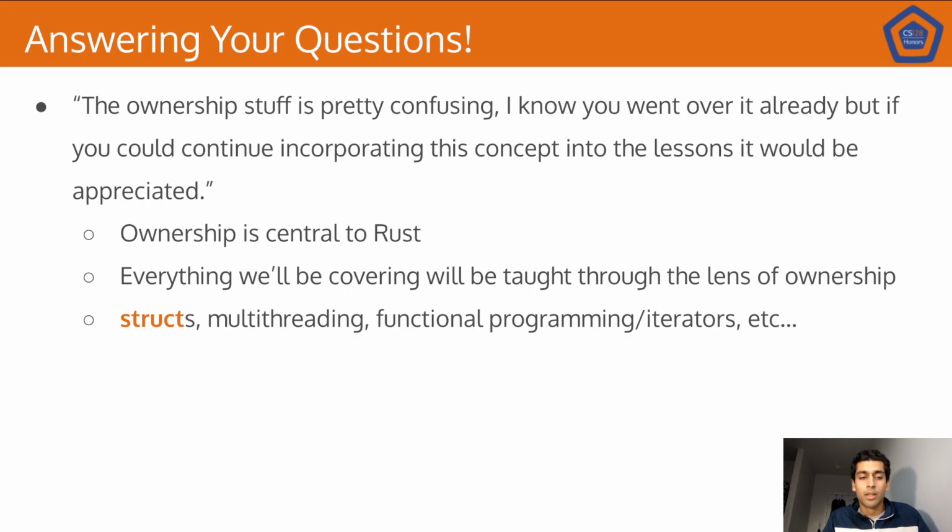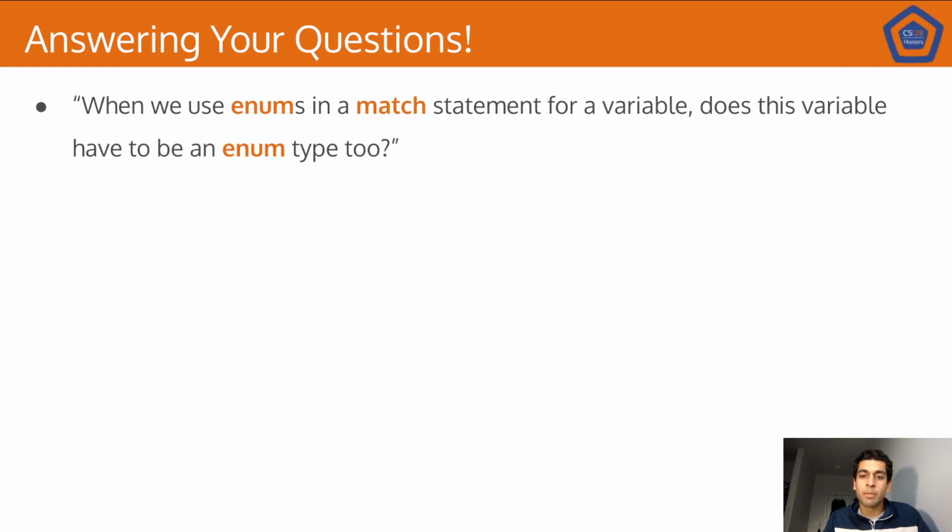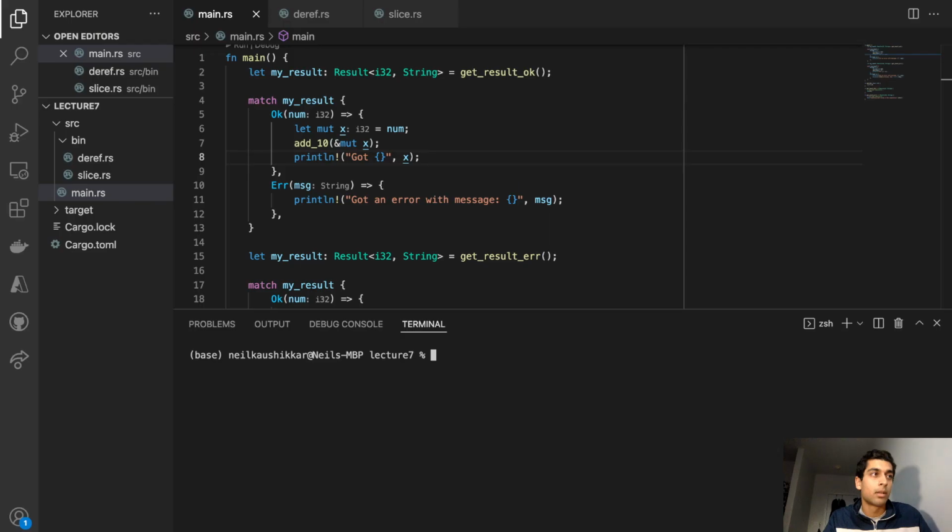Next question. So when we use enums in a match statement for a variable, does this variable have to be an enum type too? So short answer, no. Let's get into a quick example of this. So I have this variable, my result. My result is a result enum. So we're matching this variable, my result.